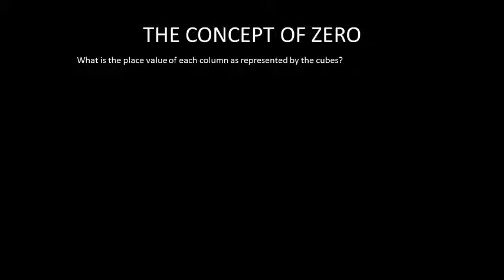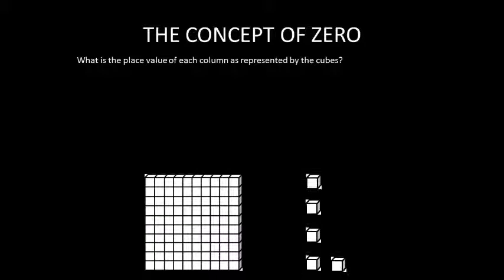Although we have established that 0 is not just a placeholder, it can also function as one. It is possible to place any amount of zeros in front of any whole number and it is still technically correct. What is the place value of each column as represented by the cubes? We have 0 thousands, 100, 0 tens, and 5 ones. Without 0, these large numbers would be difficult to express clearly and efficiently.